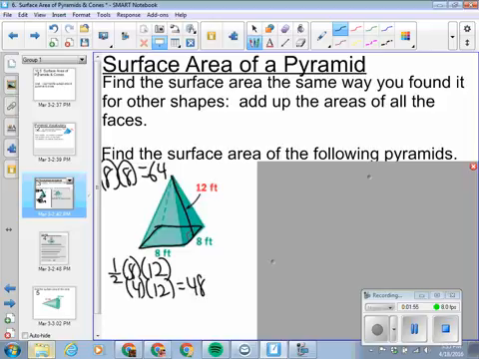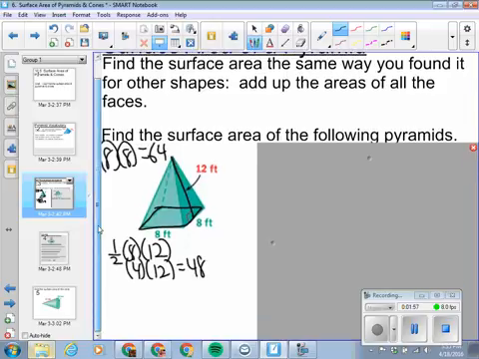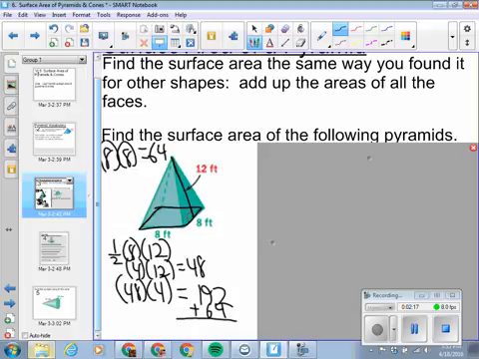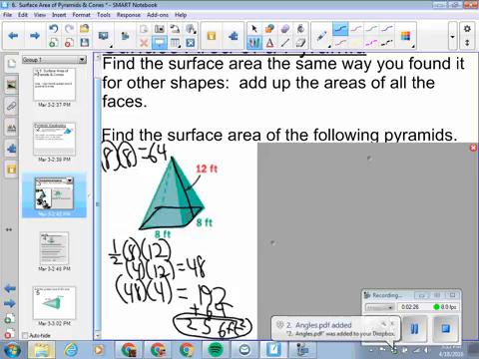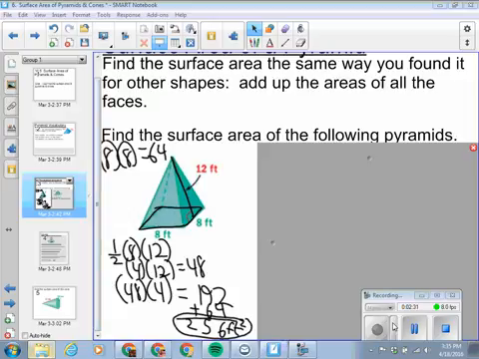We've got 4 of these, so we've got 4 of the exact same area, 48. So we do 48 times 4, which will give us 192. So that covers the area of the 4 triangular faces. Add that to our base area, 64, for an overall surface area of 256 square feet. Just the area of all faces. Do not try to shortcut it.